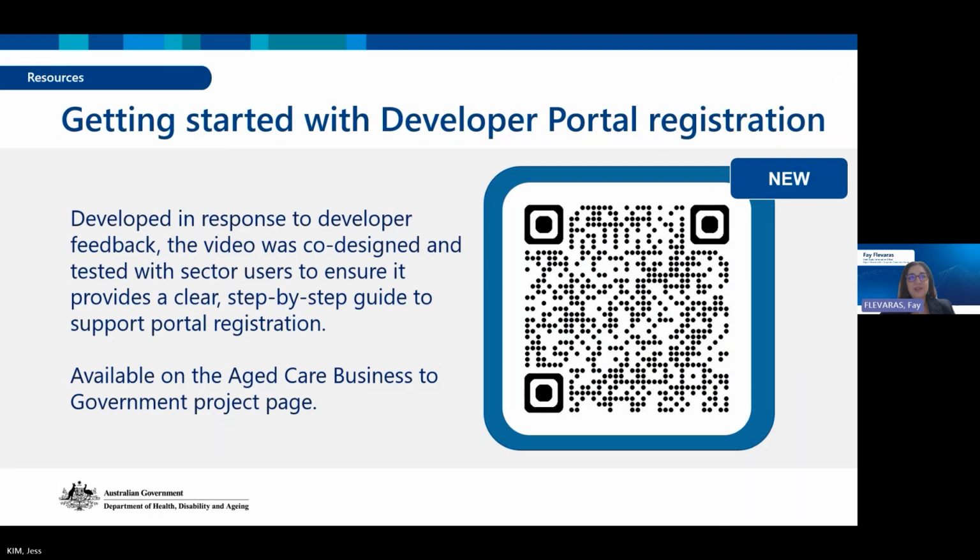Also, a new video on getting started with B2G developer portal registration has been released. The video was developed in response to developers' feedback and was co-designed and tested with sector users. It goes through what identity requirements, including your RAM requirements, are needed before registering an account in the B2G developer portal. It also outlines what people you'll need to add to your organisation's ongoing management and access. And there are contact details for assistance.